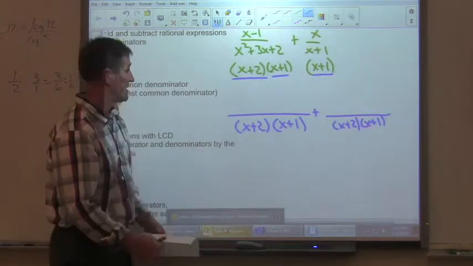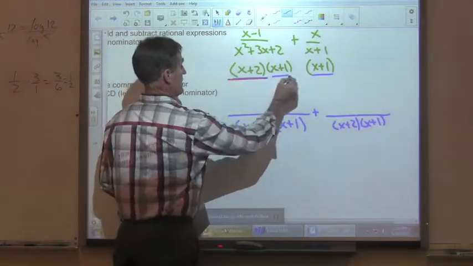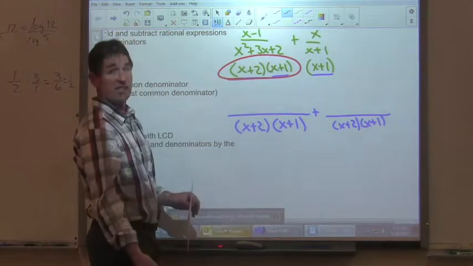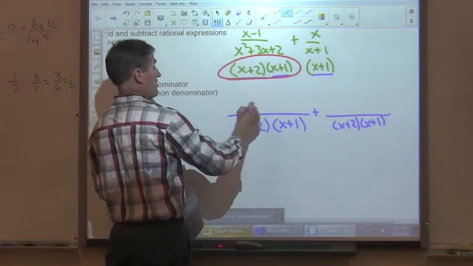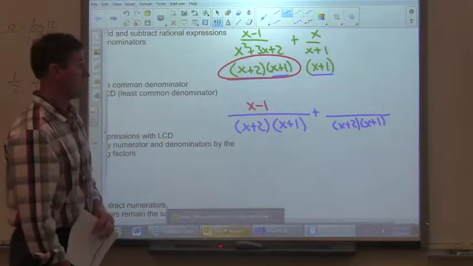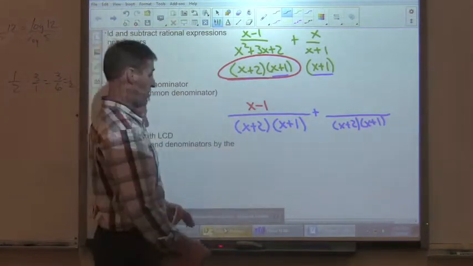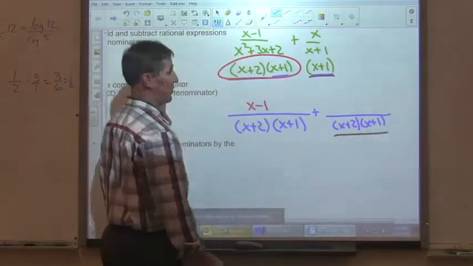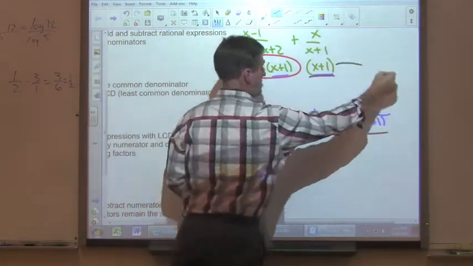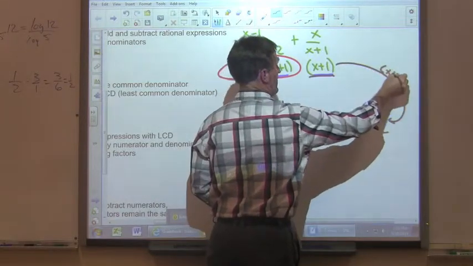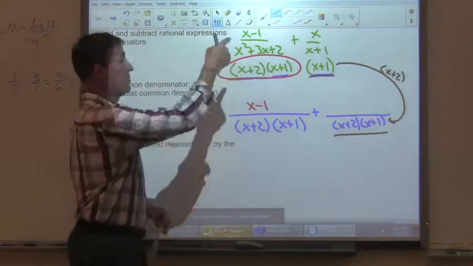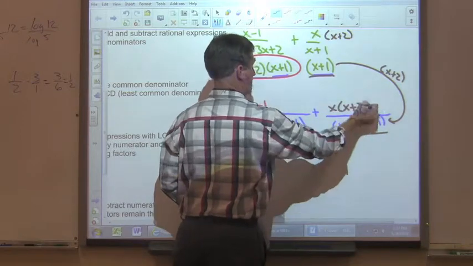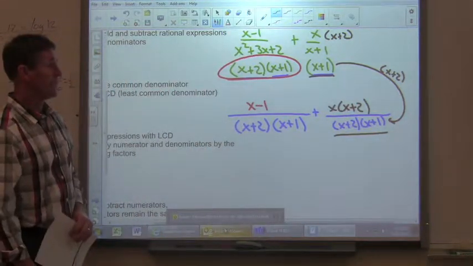What it's talking about there is we look at the original fraction and ask what is missing. In this case, it's the same, right? Nothing changed. So our numerator stays the same and we get x minus 1. Now when we go to the other one, we have x plus 1. When we look at our new denominator, we're missing the x plus 2. So to get from here to here, I have to multiply by x plus 2. So I multiply the numerator by x plus 2. So we get to that point.